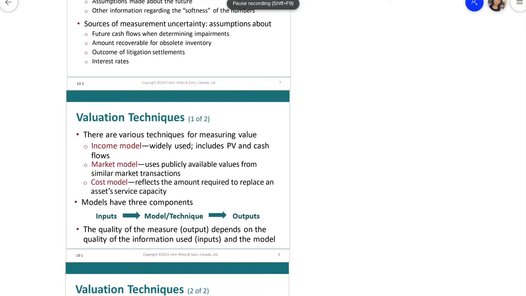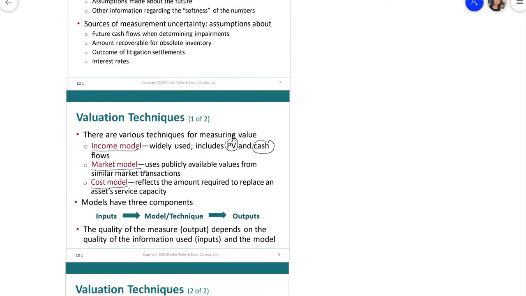We're going to be using a calculator to use these models. There are various techniques for measuring values. There's three models that we're going to be learning: income model, market model, and a cost model. When we think about an income model, we use present value calculations, and we also use cash flows when we're calculating the income model.